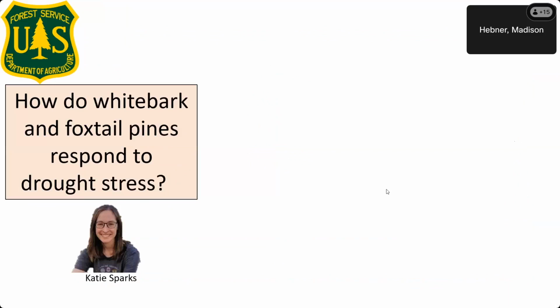Katie Sparks is a master's student focusing on whitebark pine and also another 5-needle pine, foxtail pine. She's obtained foxtail pines from 2 distinct populations in California, a northern population and a southern population, and wanted to look at how these populations and species physiologically respond to drought.